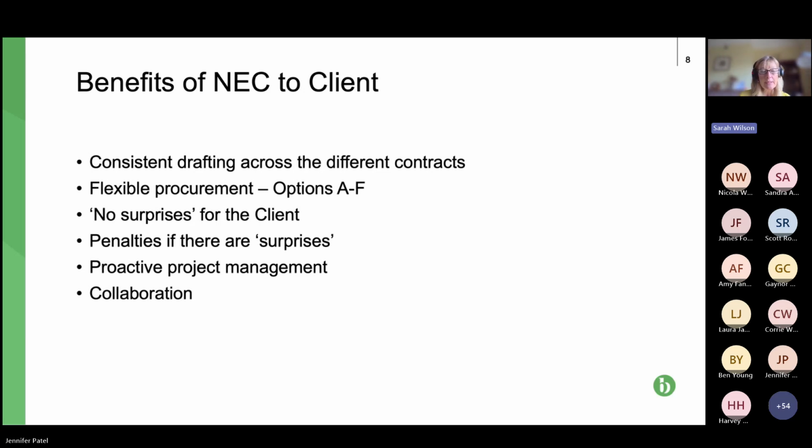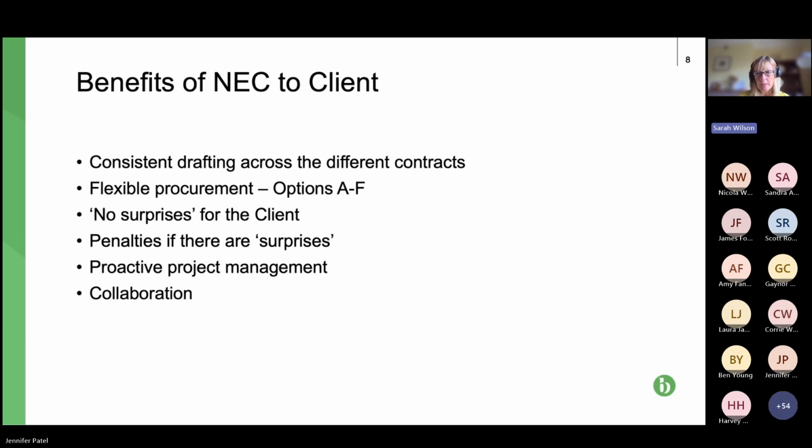Tied in with that is the proactive project management. It stands to reason if you have to notify claims, if the client wants to know what's happening today on site, then it's got to be project managed by all parties properly. And linked to that is the collaboration. So the first clause in the contract is that all the parties, including the project manager, who's the contract administrator for the paying party, has to act in the spirit of mutual trust and cooperation. So that's effectively, you are required to collaborate.